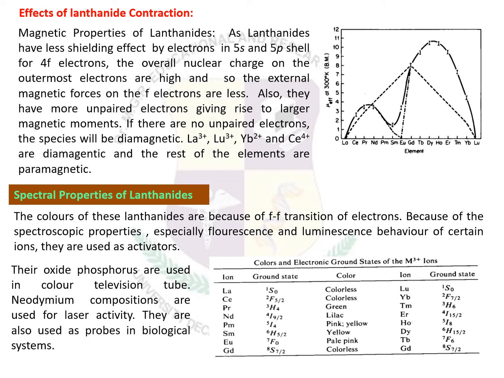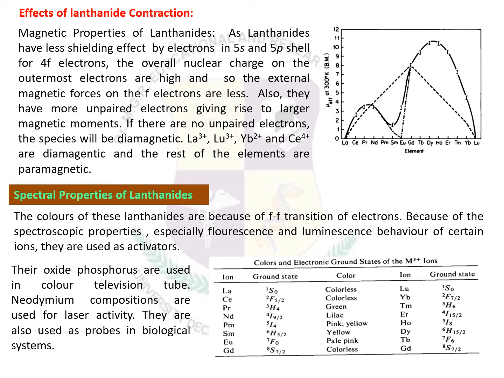Also, they have more unpaired electrons giving rise to larger magnetic moments. So generally when we see the lanthanide series, they will have more unpaired electrons, so they will have larger magnetic moments. That has been found out and is also plotted as a graph on the right hand side. If there are no unpaired electrons, the species will be diamagnetic. So the +3 ions of lanthanum and lutetium have no unpaired electrons, so they will be diamagnetic.